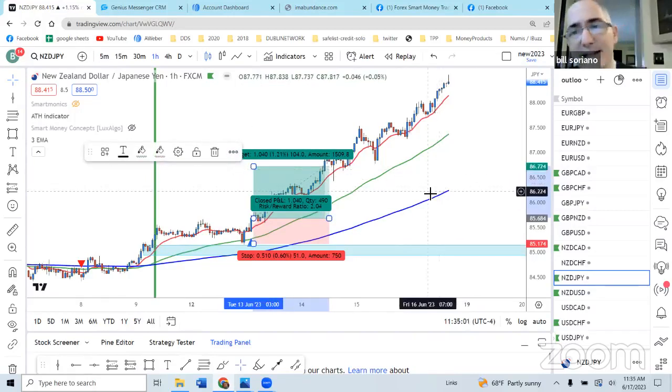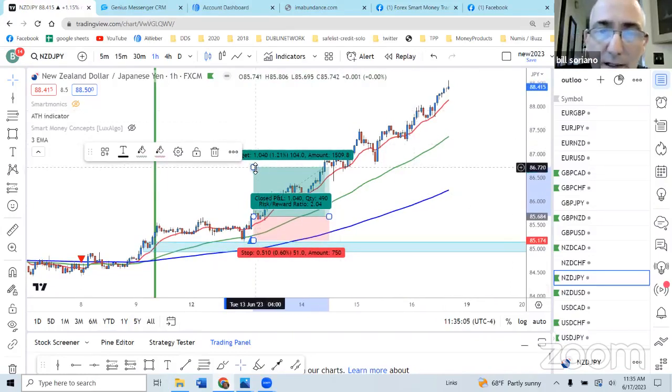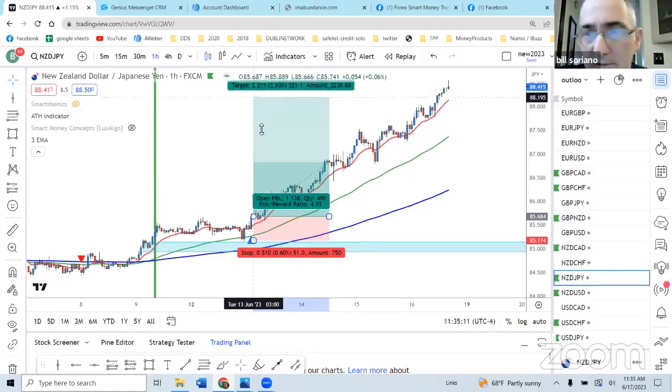We could take everything off the table. We can exit half the position, right? And try to get a 1 to 3. We get a 1 to 3 right here, we're out. This actually goes all the way up to 1 to 5.